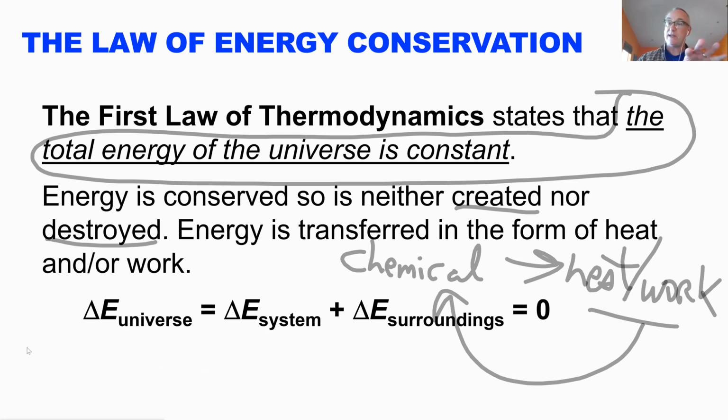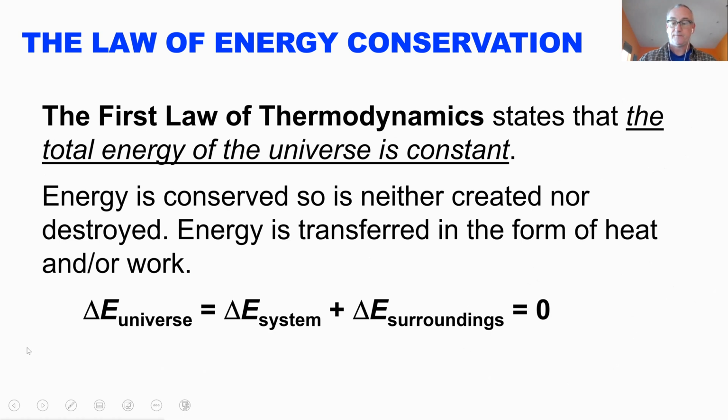So that's how we can basically do all these calculations, by knowing that when you add one to another, you get zero. So if I measure one form of energy, I know what the other form is, because when I add them together, I get zero. That's how we do all of our calculations.